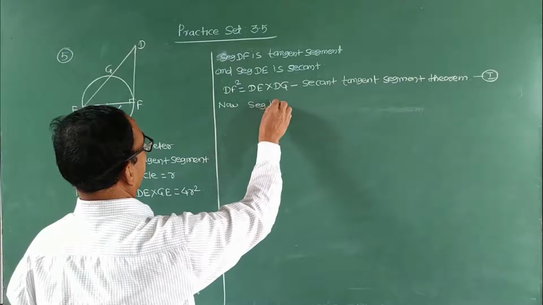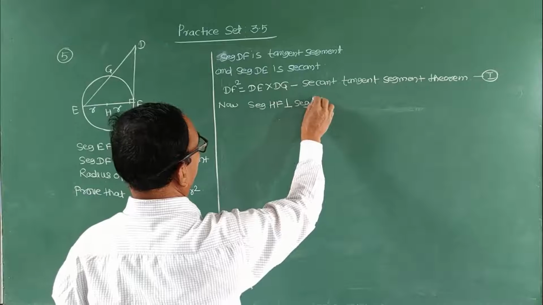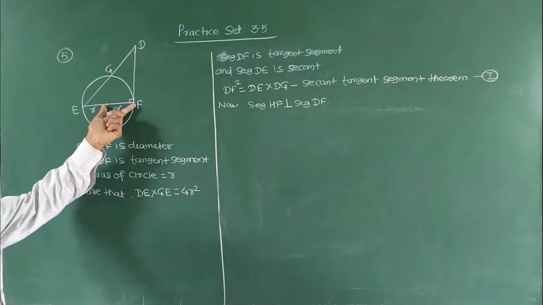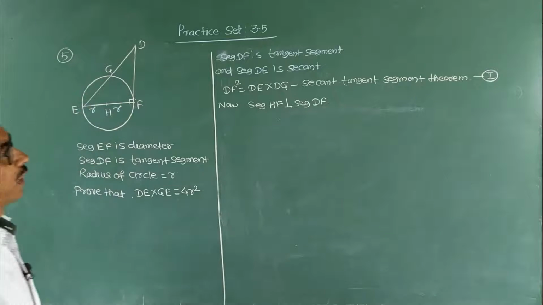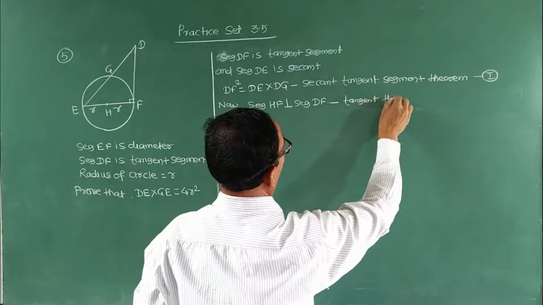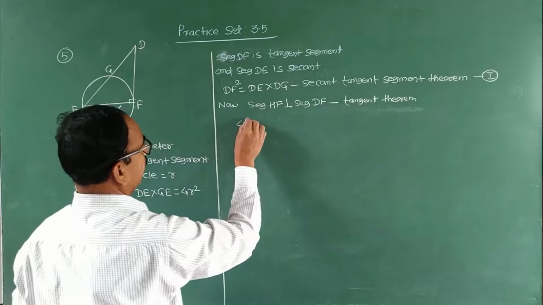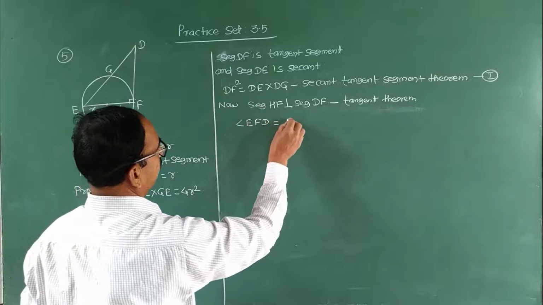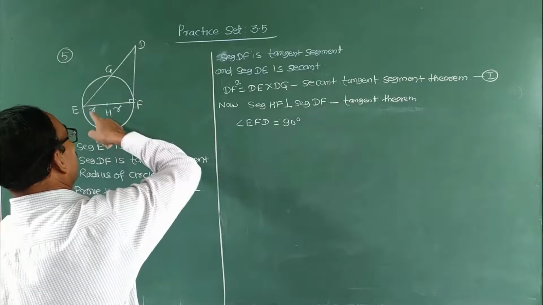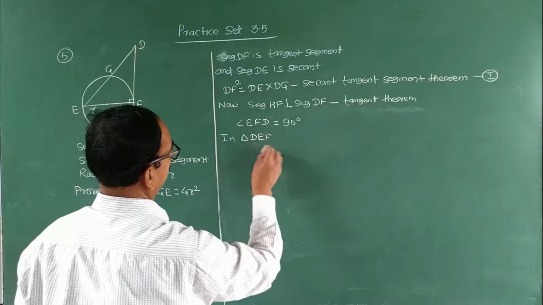Segment HF is perpendicular to segment DF. HF is a radius and this is perpendicular to the tangent. So we can write by the tangent theorem, angle EFD equal to 90 degrees, and so we can use here in triangle DEF the Pythagoras theorem.